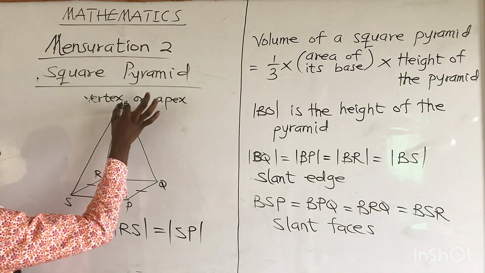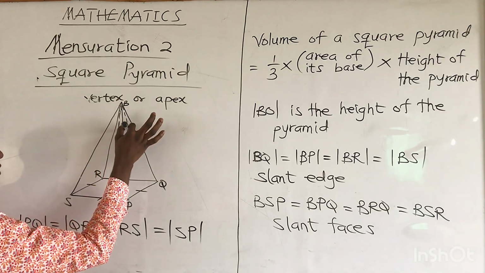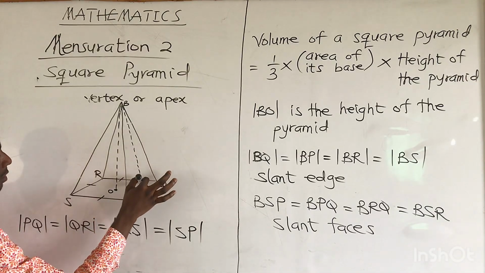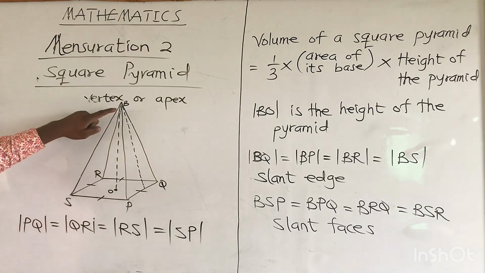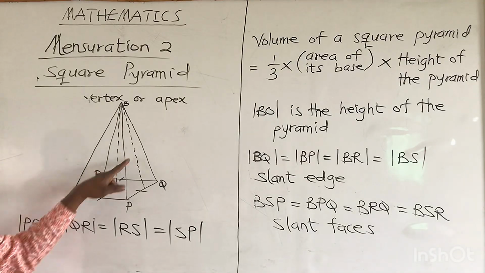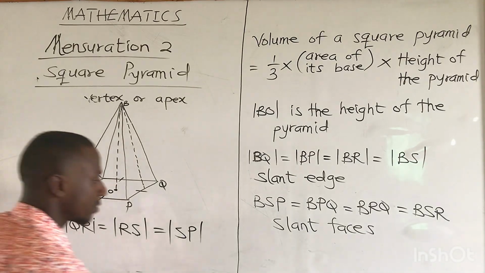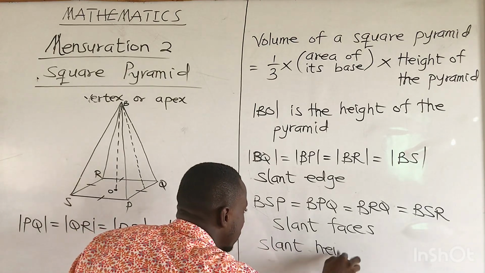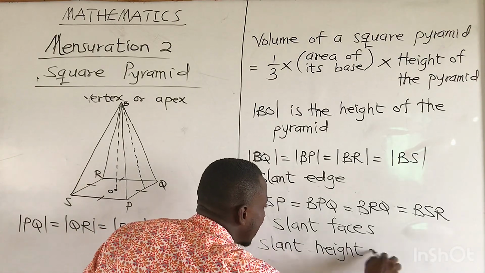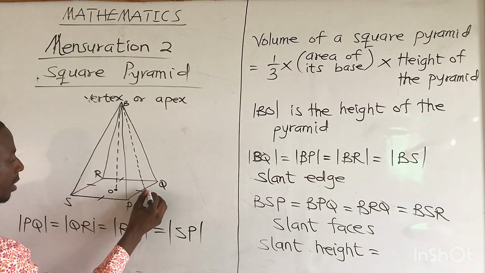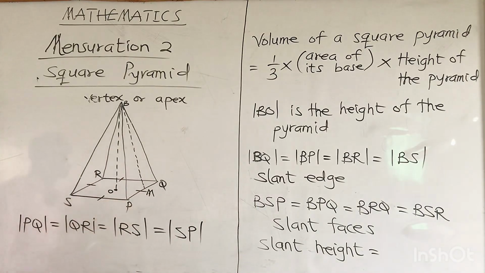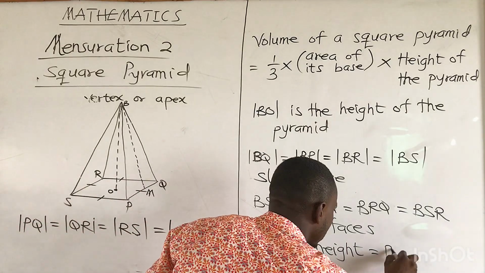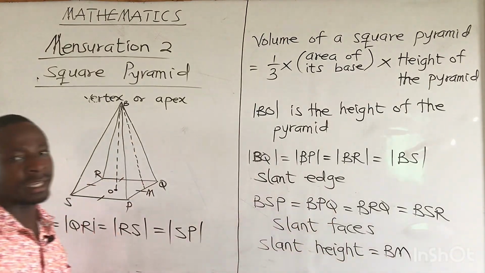Now, we can get the height of this triangle. So let me use another short dashes to represent it. Okay. Now, the short dashes I have introduced here, we call it the slant height. So let me name here M. So this means that BM is a slant height.